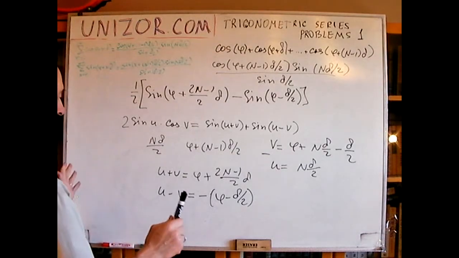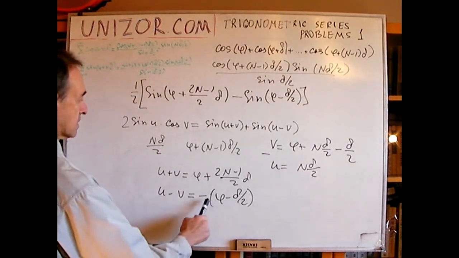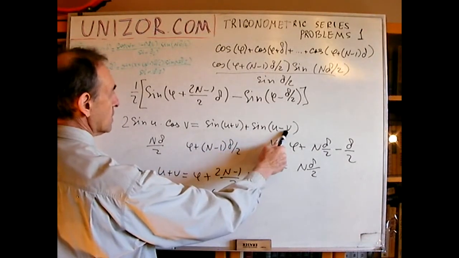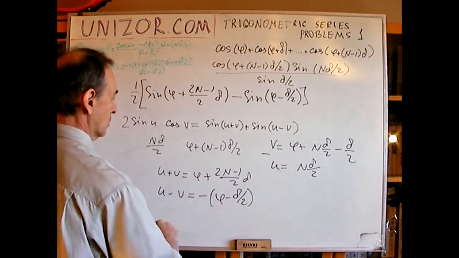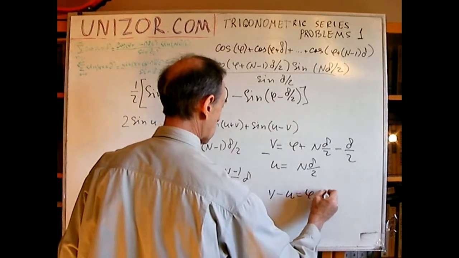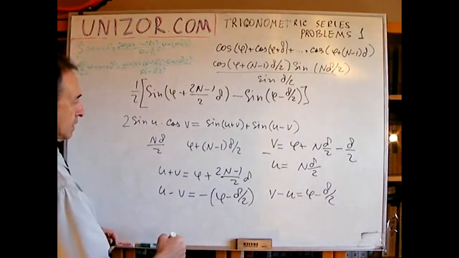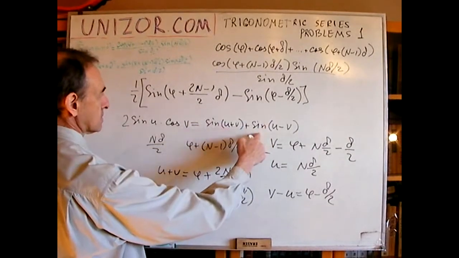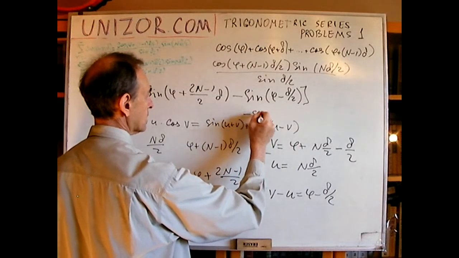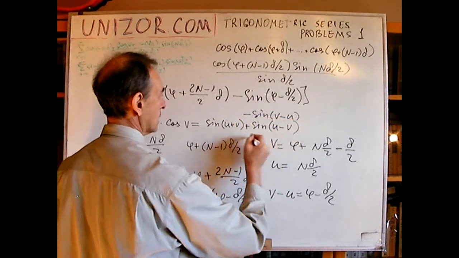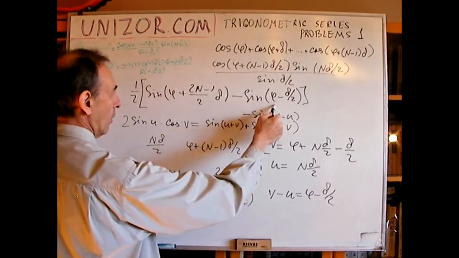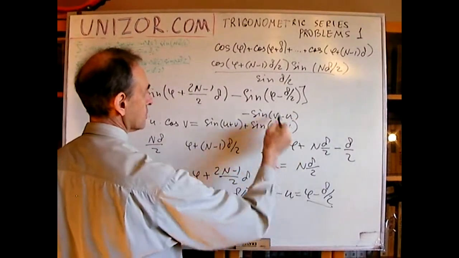Okay, seems to be working fine, because this is minus phi minus delta over 2. So the sign of this would be equal to, so V minus U is equal to phi minus delta over 2. I changed the signs, right? And that's what actually this is, because I can always put, instead of plus sign, I can put minus sign, V minus U, right? That's the same thing. And that's exactly what I have here. Minus sine of V minus U is equal to this.